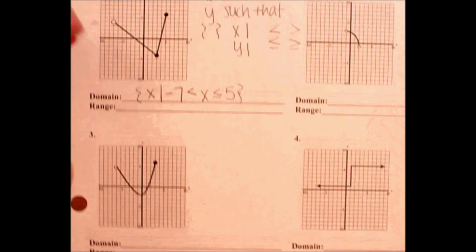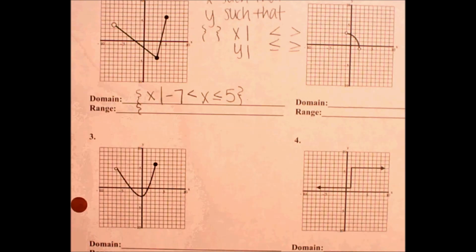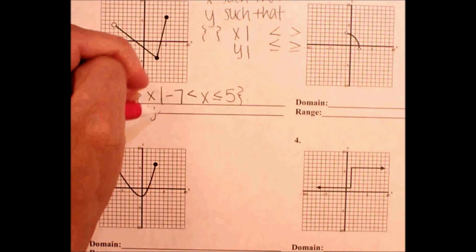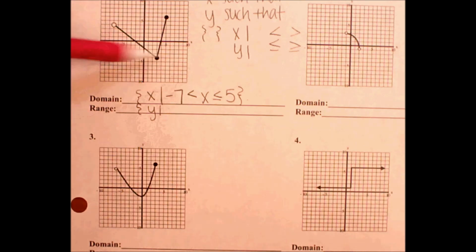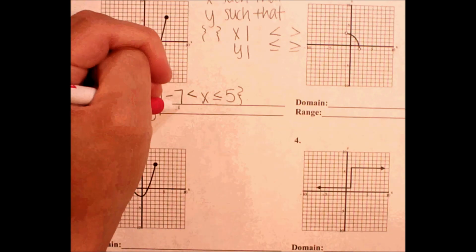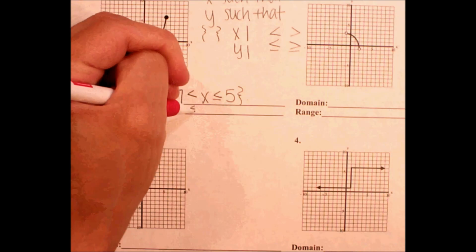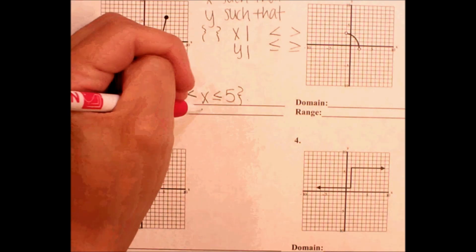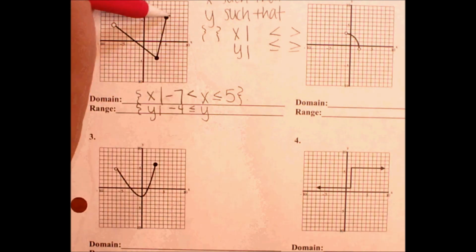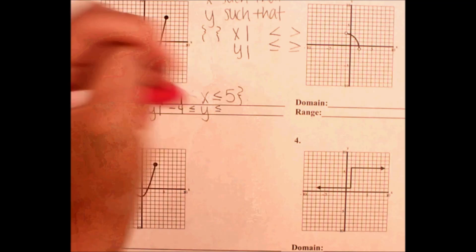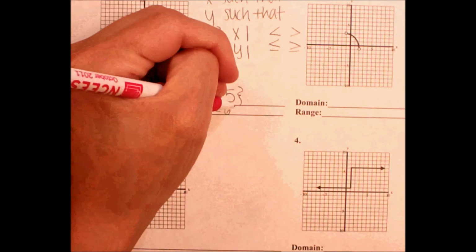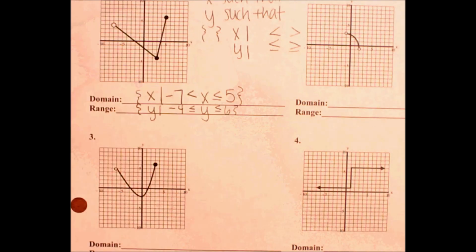Now for range, we're going to put a little bracket again. We're doing y such that, now from bottom to top, at the bottom it's at -4. It's solid, so it's going to be less than or equal to y, and it's going to end up here at a solid circle on the top at +6. So less than or equal to 6. Close the bracket.